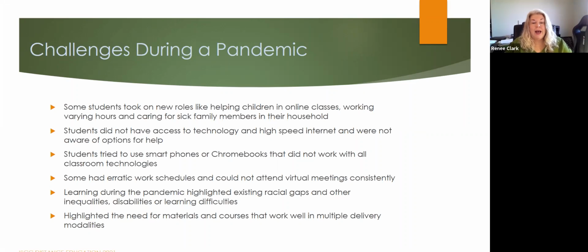Learning during this pandemic has highlighted existing racial gaps and other inequalities: disability, learning difficulties, socioeconomic, can't afford this, can't afford that. All these things have really come to the surface since we've been in this pandemic response mode. We kind of always knew they were there, but it was sort of like the elephant in the room nobody wanted to talk about. We talked about it a little bit, and it was a concept, but to really see that play out in front of our eyes, it's been sort of awakening for us, I think, and it's highlighted the need for us to have materials in our courses that work in multiple delivery modalities, so that if we are required to shift gears, we can do that quickly and as seamlessly as possible.